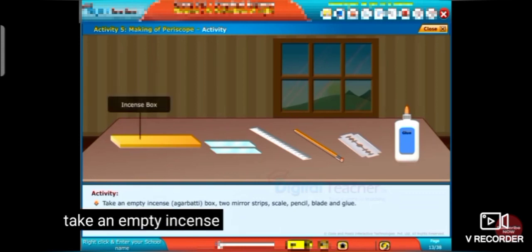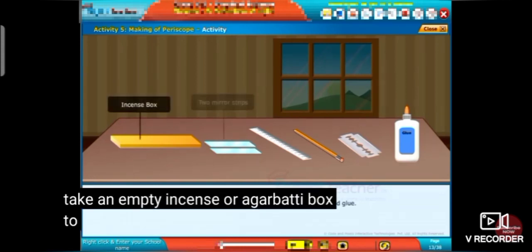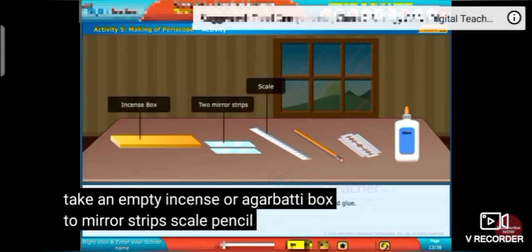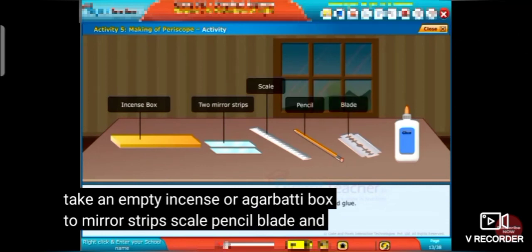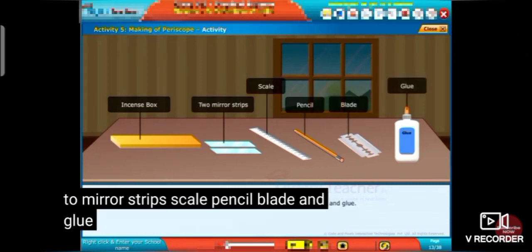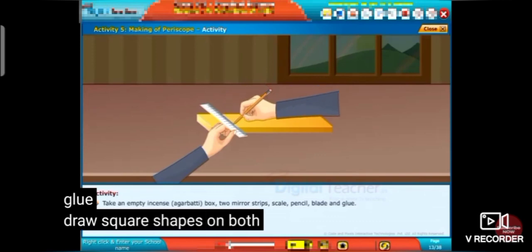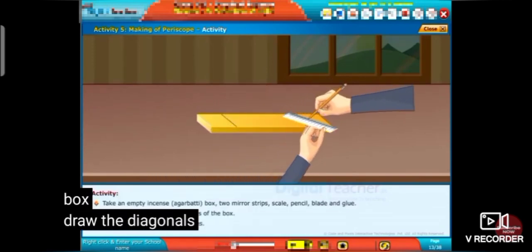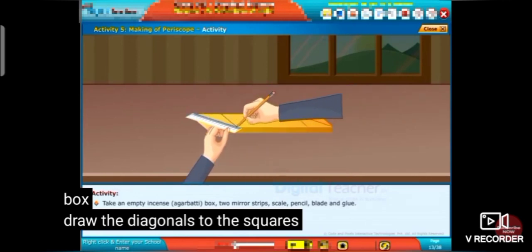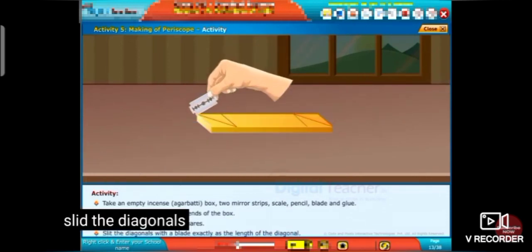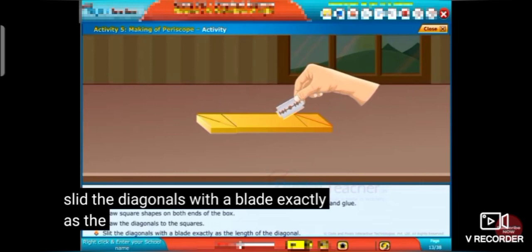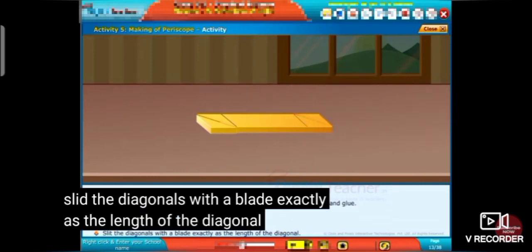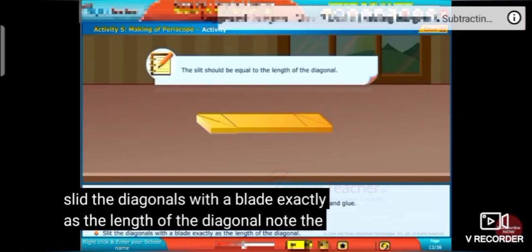Students, take an empty incense or agarbatti box, 2 mirror strips, scale, pencil, blade and glue. Draw square shapes on both ends of the box. Draw the diagonals to the squares. Slit the diagonals with a blade exactly as the length of the diagonal. Students, please note, the slit should be equal to the length of the diagonal.